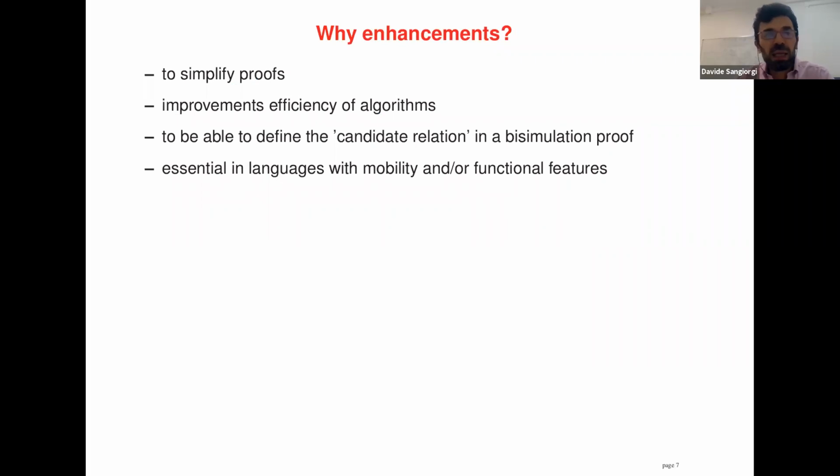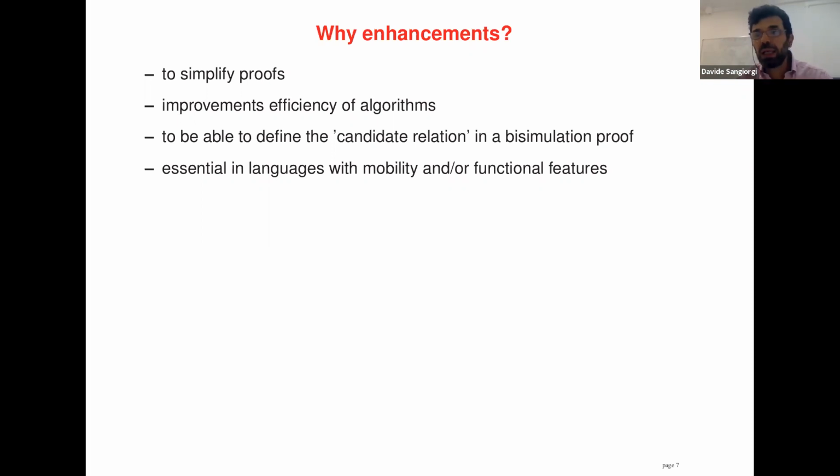So why are we interested in enhancements? Well, as I said before, to simplify proofs. Also, enhancements can be used to improve the efficiency of algorithms and tools. Enhancements can be useful to be able to define the candidate relation of a bisimulation proof. You know, if the state space of a bisimulation is infinite, sometimes it can be difficult to even define what this bisimulation is. And so enhancements can be very handy then. And sometimes, in fact, enhancements allow you to obtain a candidate relation that is finite, whereas the smallest containing bisimulation would be infinite.